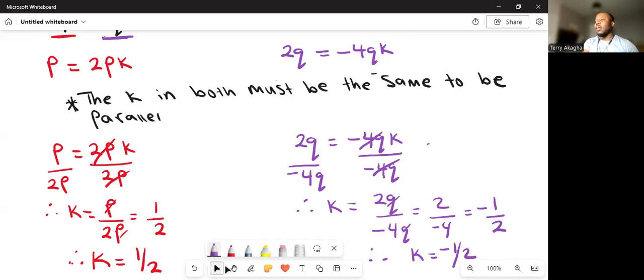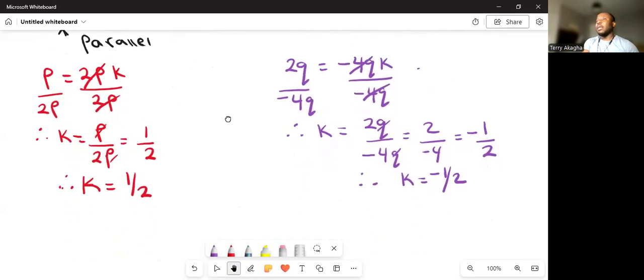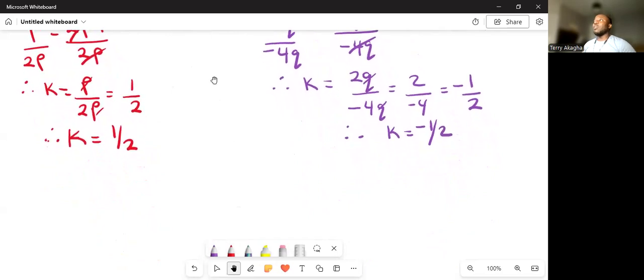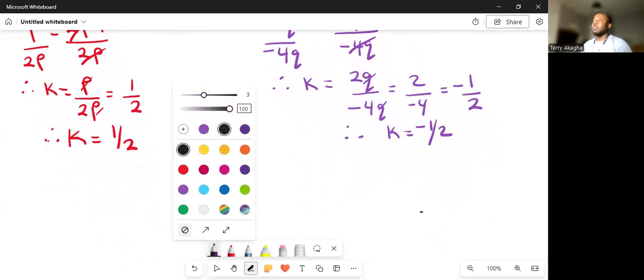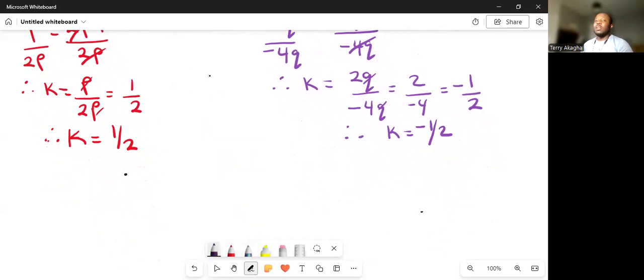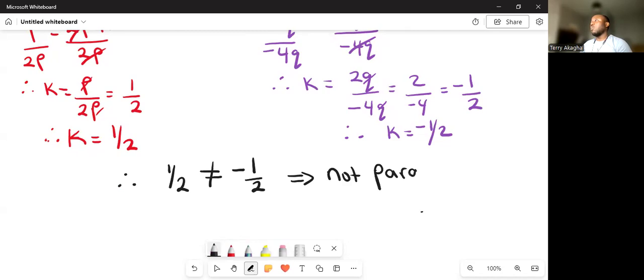So as you can see, the K for P was half, while the K for Q was minus half. So therefore, we can now say, in this case here, they are not parallel, since 1 over 2 is not the same thing as minus 1 over 2. So it means that these two lines are not parallel. Okay? So the two lines are not parallel. Okay? Now let's pick another one.